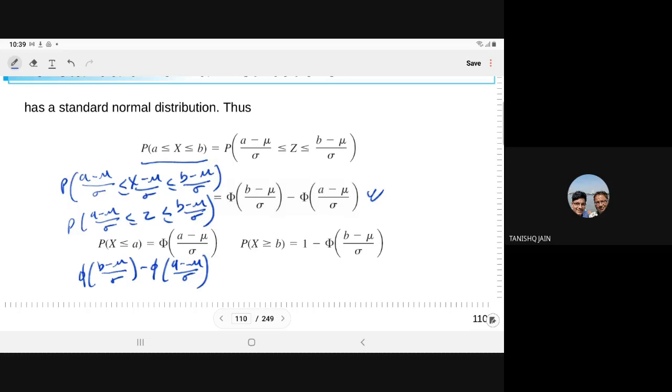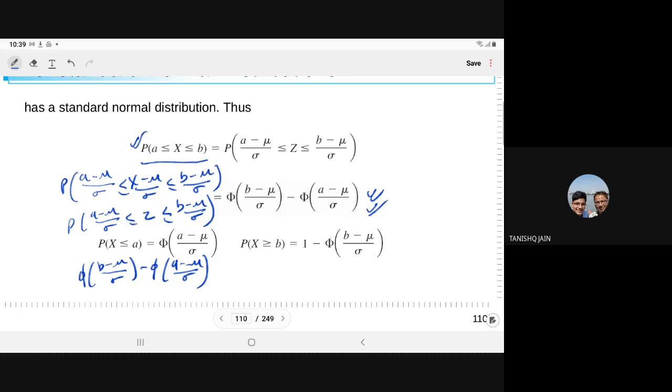For computing the required probability for a normal variate, we can now use the table of the standard normal distribution. That is the benefit. By this modification, you now require only one table, for mu equal to 0 and sigma equal to 1. So you have converted your non-standard normal distribution into the standard normal distribution.